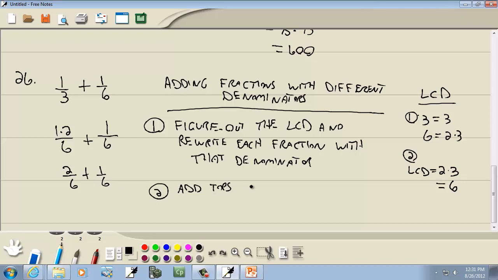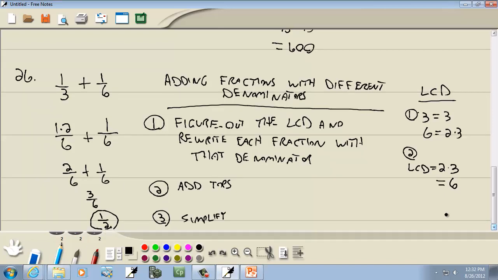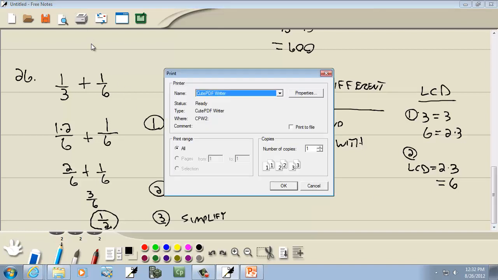Now we're going to add together the top parts. This is what we've been doing already, adding fractions with the same denominator. So that gives us 3/6. And then simplify or reduce the fraction. And I don't got much room left here, but both those are divisible by 3. So 3 divided by 3 is 1. 6 divided by 3 is 2. So 1/2 would be our answer. And there. So that's how you add fractions with different denominators. Let's take a look at some more examples.